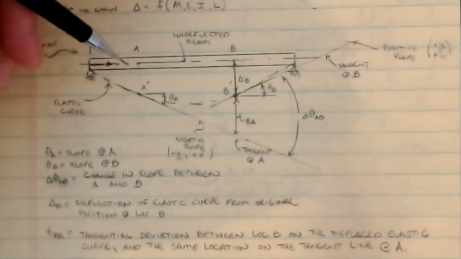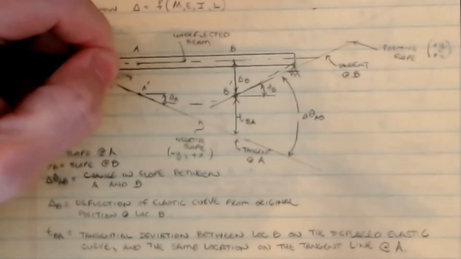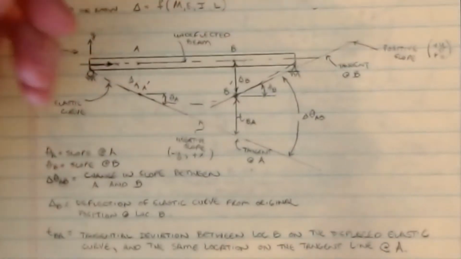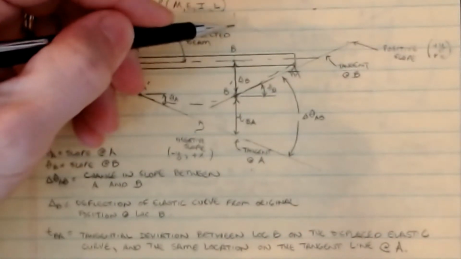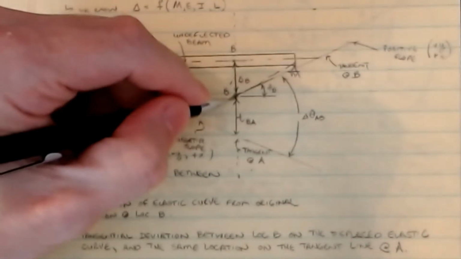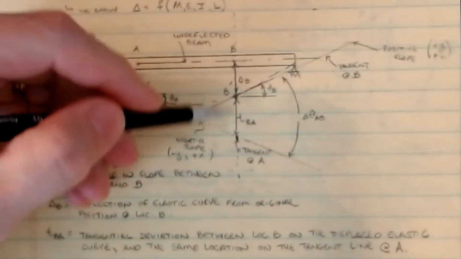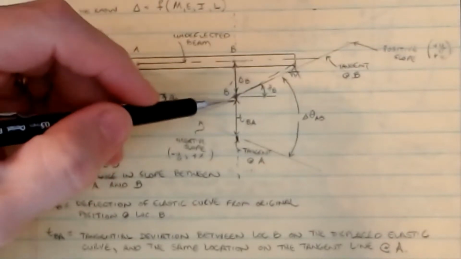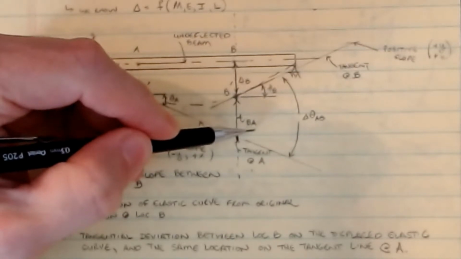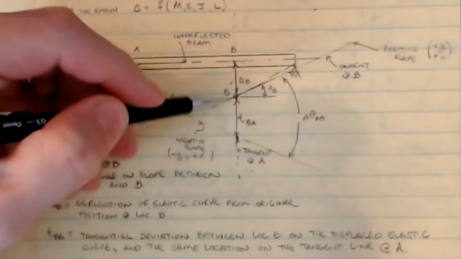Now, a couple of things to point out. We've defined previously that the displacement from A to A prime is delta A, and B to B prime is delta B. But there's another one that exists. If I draw a vertical line through here, this point and this point represent something that Moore said that you could calculate, and this is known as a tangential deviation. The labeling is that this is the tangential deviation at point B with respect to the tangent line at A.